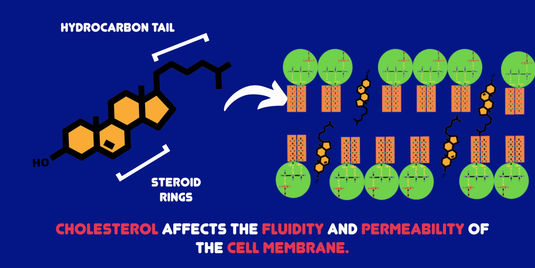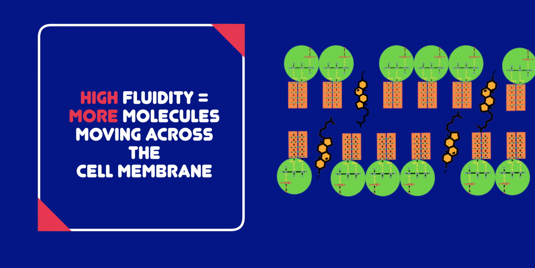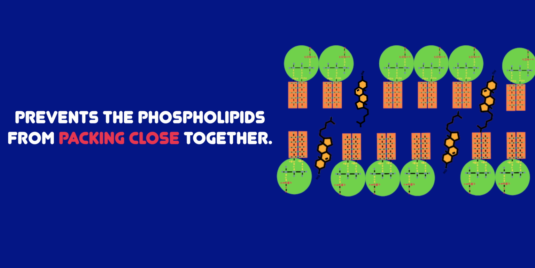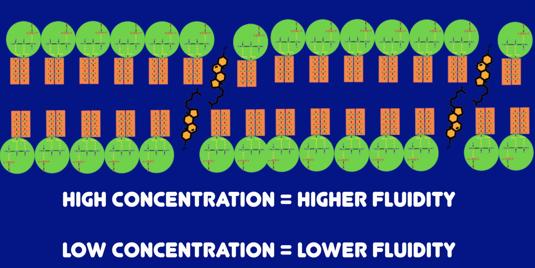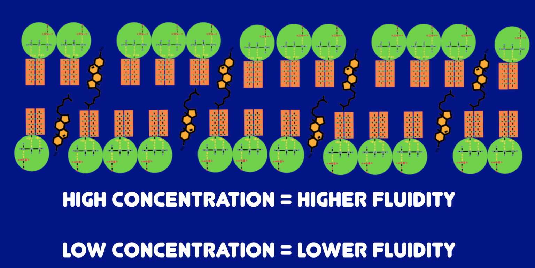Cholesterol affects the fluidity and permeability of the cell membrane. As we mentioned before, if the membrane is too fluid, it will let more molecules through it, and if it is not fluid, it will prevent molecules from passing through. Cholesterol disrupts the close packing of the phospholipids, increasing the flexibility of the membrane, preventing it from stiffening or crystallization. As the concentration of cholesterol increases, so does the fluidity.